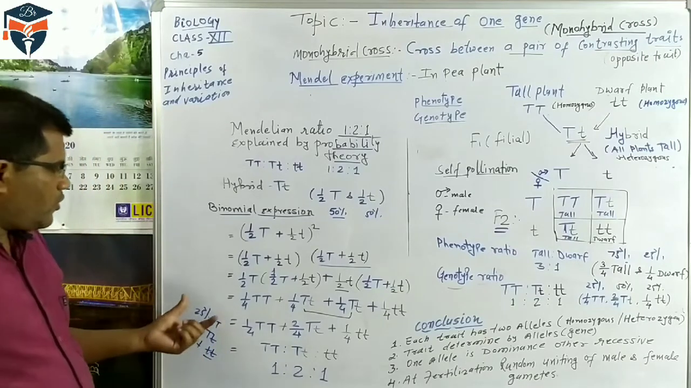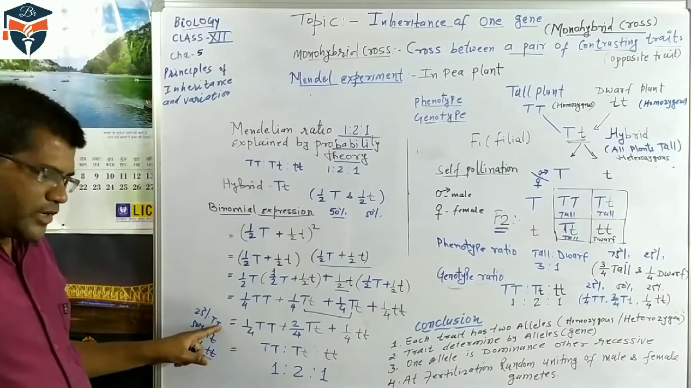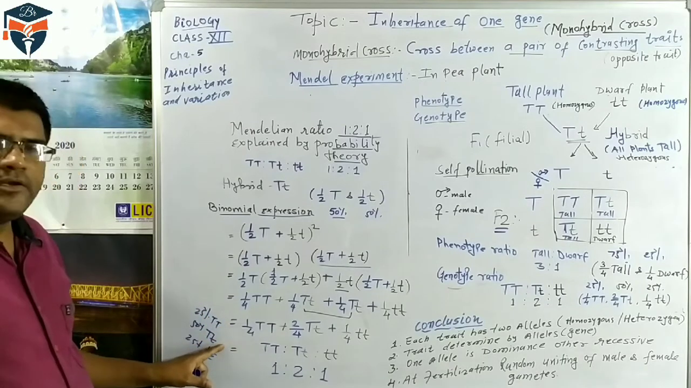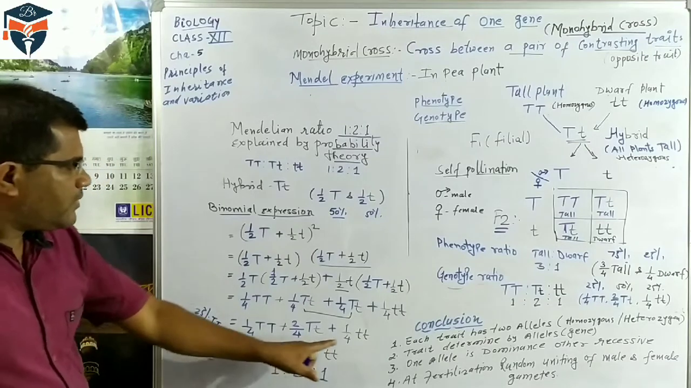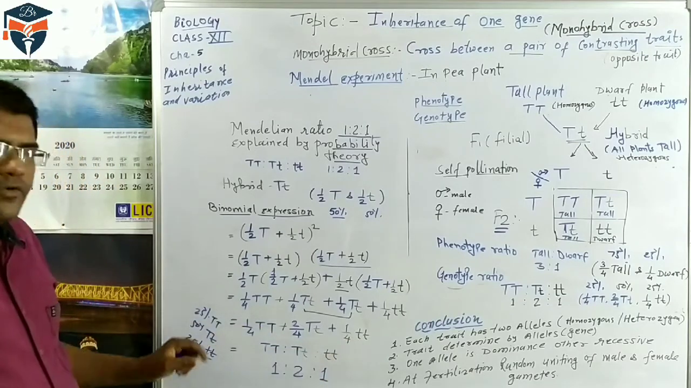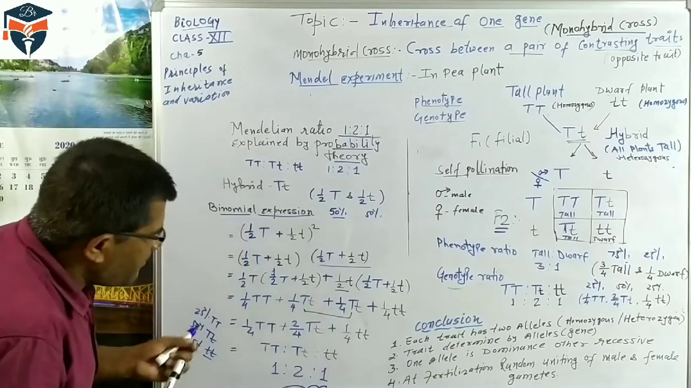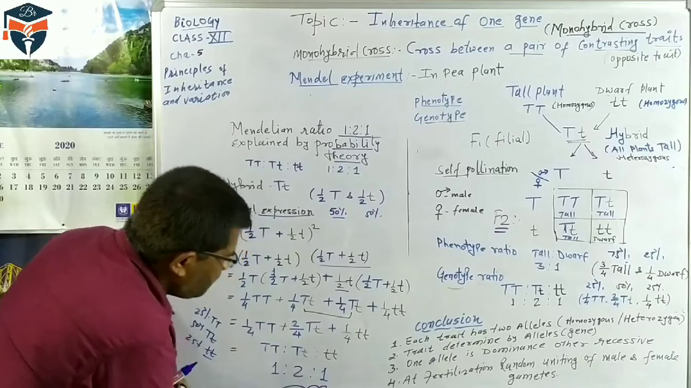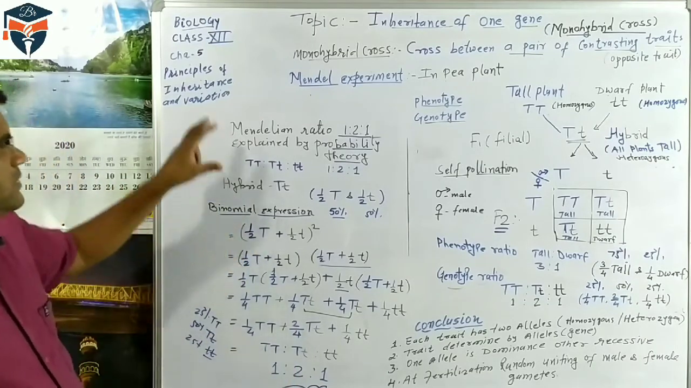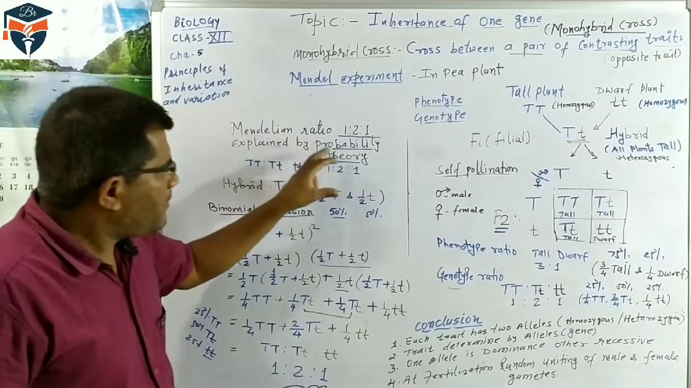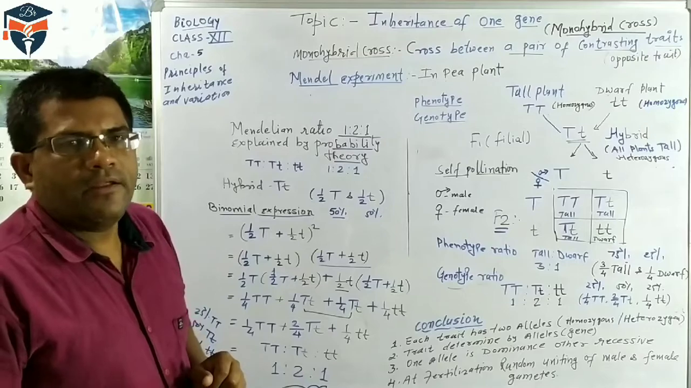It means dominant parent genotype 25%, intermediate genotype comes 50%, and the recessive parent genotype comes 25%. So ultimately we are receiving the genotypic ratio 1:2:1, and this is called the probability theory for the explanation of Mendelian ratio.